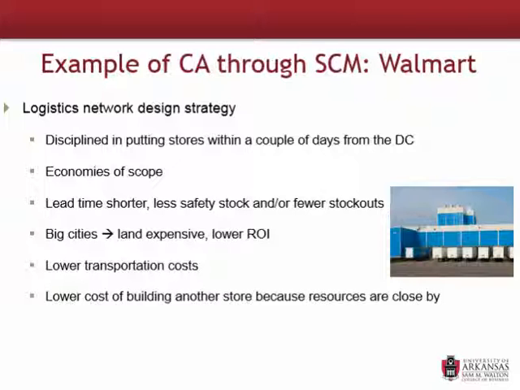The reason for this is that there are fixed costs associated with the distribution center. So the more stores you serve out of them, the lower the cost it is per store. So early on, when Walmart was growing, they were very disciplined about this. When their competitors were putting stores all over the United States, they were focused in concentrated areas. This also gave them shorter lead times from the distribution center to the stores. The shorter lead times resulted in less safety stock being needed in the stores and fewer stockouts at the stores.